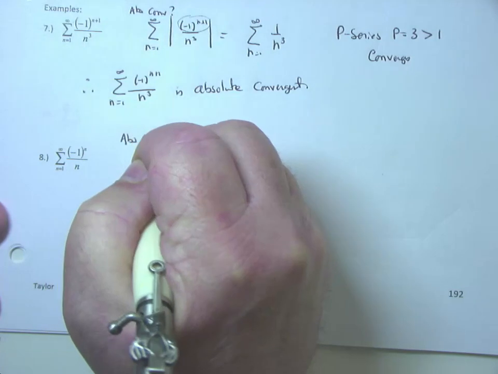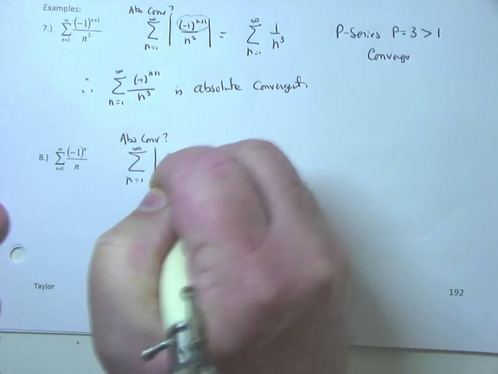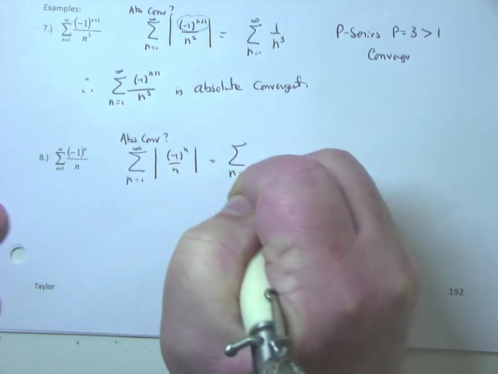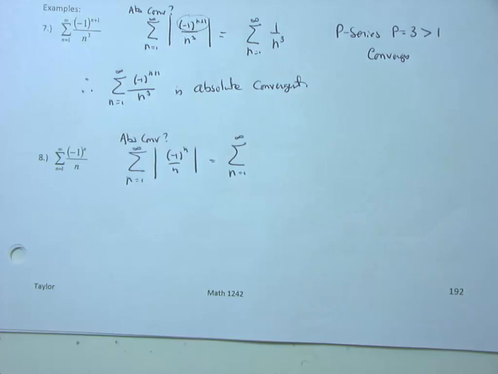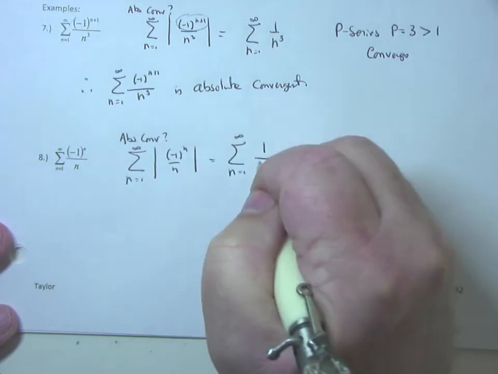Absolute convergent, question mark. I'm going to take my series, the sum as n goes from 1 to infinity. I'm going to take the absolute value of the negative 1 to the n over n, and I clean that up. That's the sum as n goes from 1 to infinity. Absolute value of this negative 1 to the n makes it 1 to the n, which is just 1. It completely drops off the negative 1 to the n stuff. Over n still stays.